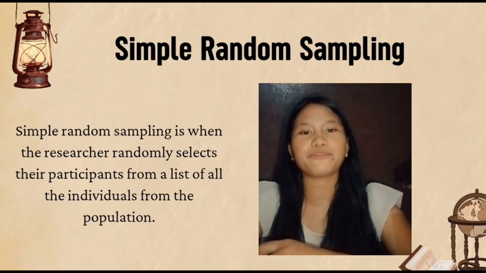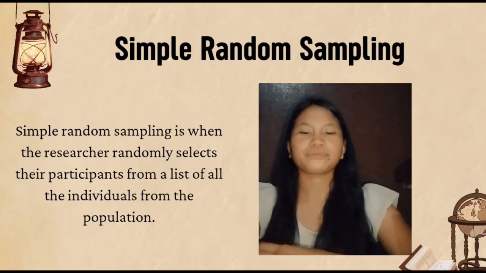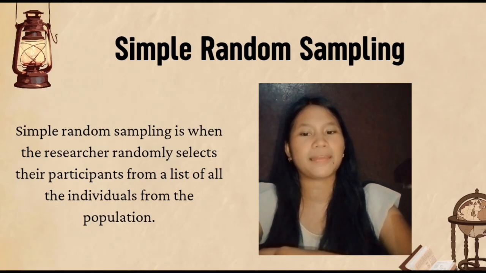So the first type of random sampling is simple random sampling. In this method, the researcher randomly selects people from a list. The researcher can draw lots or use a computer program to pick 10 students. This means every student has an equal chance to be chosen. And the importance of simple random sampling is that it's the easiest and fairest method because it gives every member of the population the same chance to be part of the study.